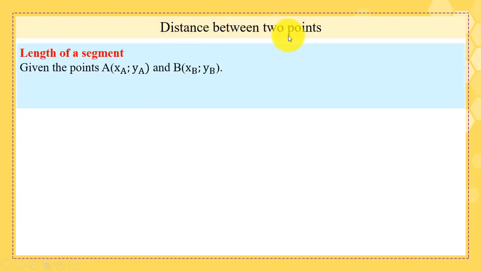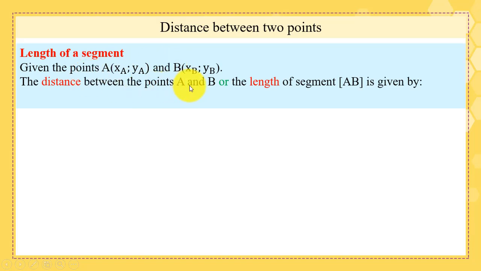Distance between 2 points. Length of a segment. Given the points A of coordinates xa, ya, and B of coordinates xb, yb. In an orthonormal system, we can find the distance between the 2 points A and B, or the length of the segment AB. It is given by the formula: the length AB is equal to the square root of xb minus xa, pay attention here, squared, we start with the point B, xb minus xa squared, plus yb minus ya, all of it squared.